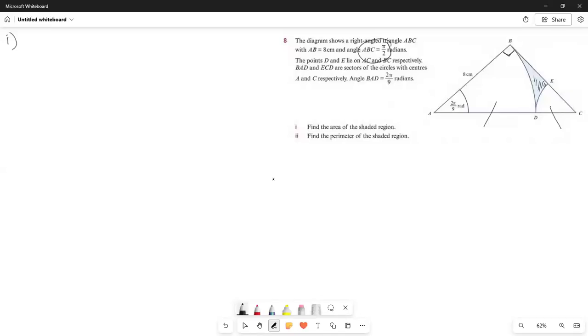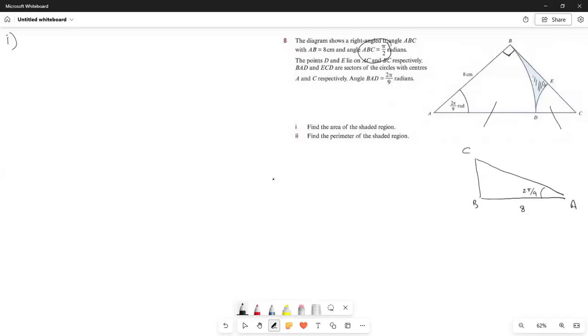It's a right angle triangle. If I turn it a little bit, it is something like this. This is B, this is A, and this is C. Okay, and this angle is known as 2 pi by 9, and AB is known as 8 centimeters. In order to find this area, I need to find this height BC.